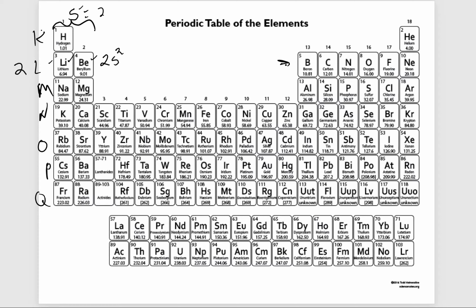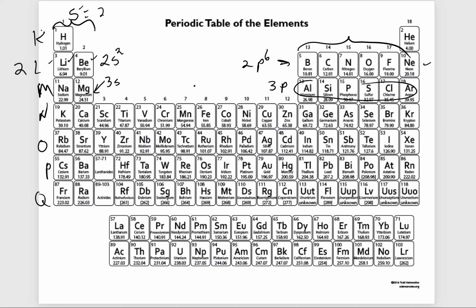Then we would move on to filling the 2p. And there are 6 electrons that can go into that orbital before it's full. And when it is, then we're done with the L shell, and then we'd move on to the M shell. The M shell here, we'd fill in the 3s electrons, and then we'd fill in the 3p.